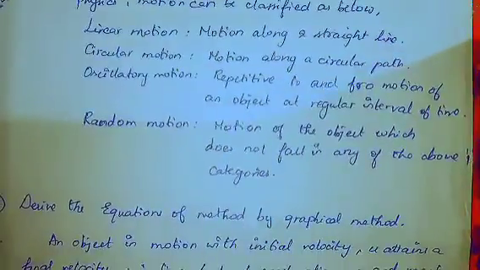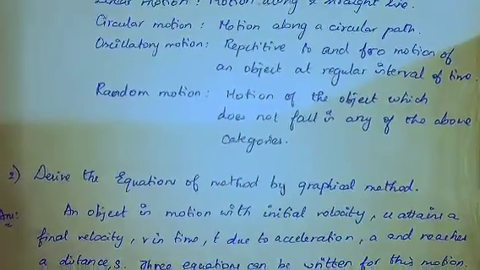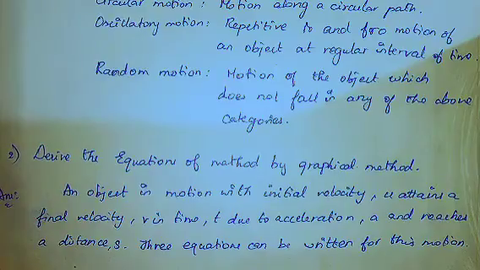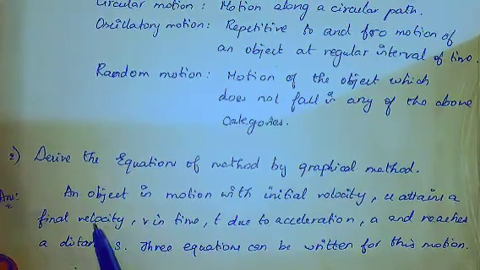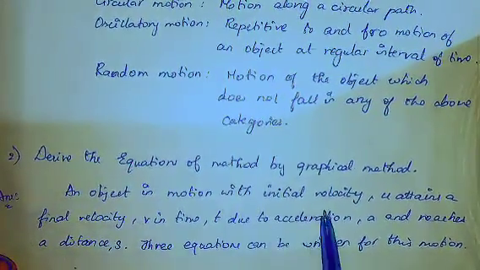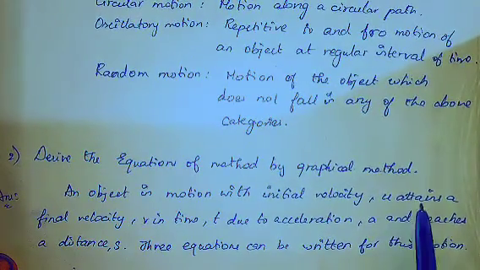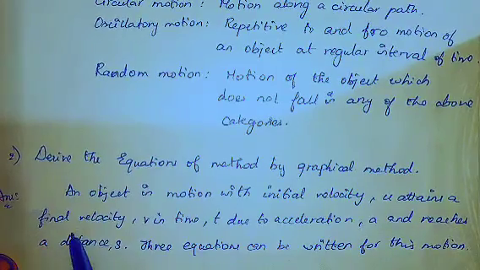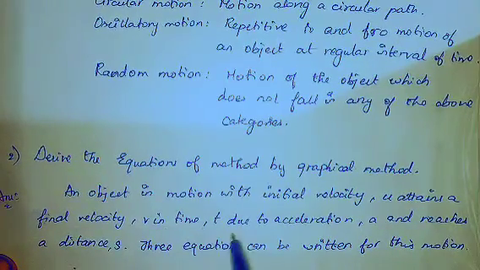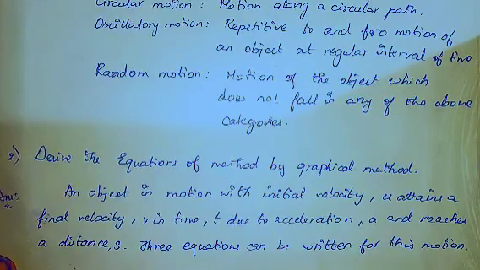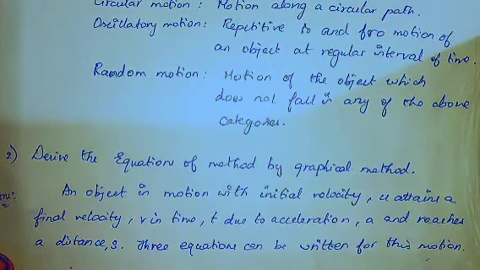And second one, derive the equations of motion by graphical method. Answer is, an object in motion with initial velocity u attains a final velocity v in time t due to acceleration a and reaches a distance s. Three equations can be written for this motion.